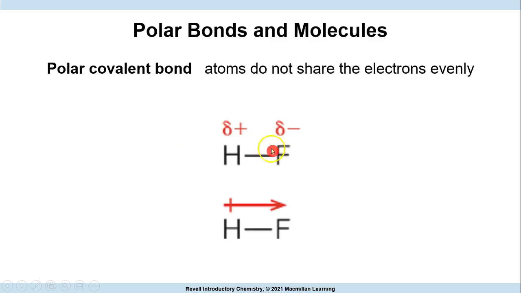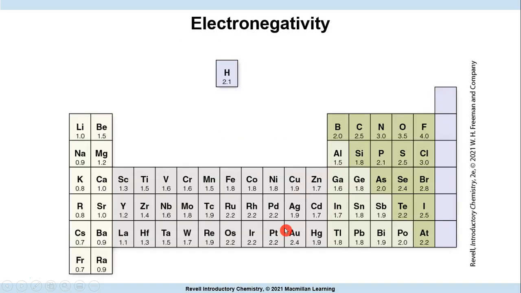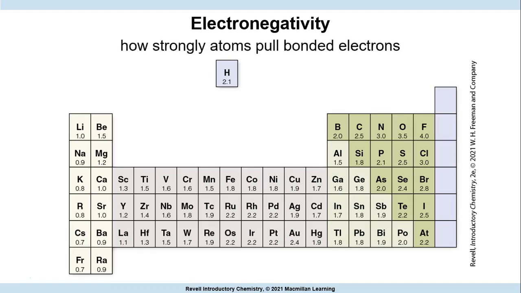So, if we look at hydrogen fluoride here, fluorine will be more electronegative and it will pull the bonding electron more to itself. In that case, it will become partially negative and hydrogen will become partially positive. So this is how we indicate a polar bond. Or we could still indicate it this way. The arrow is pointing towards the more electronegative atom. So, what is electronegativity? Electronegativity shows how strongly atoms pull bonded electrons to themselves.